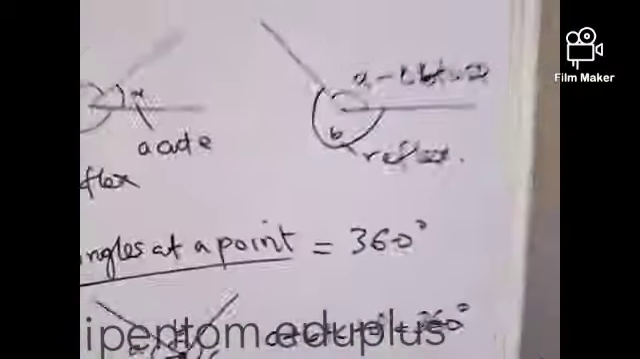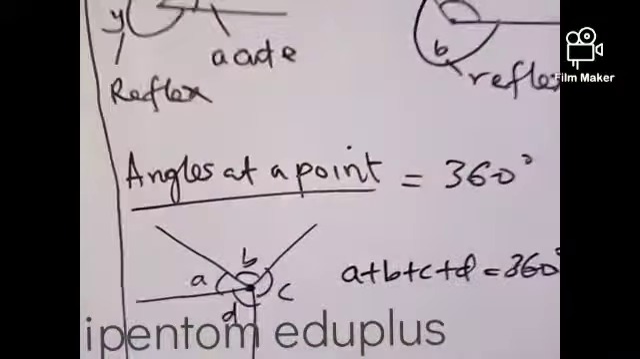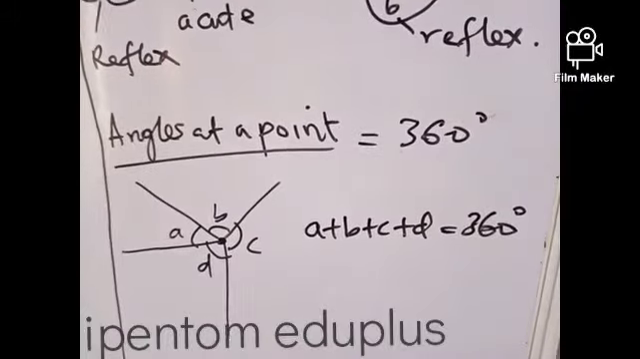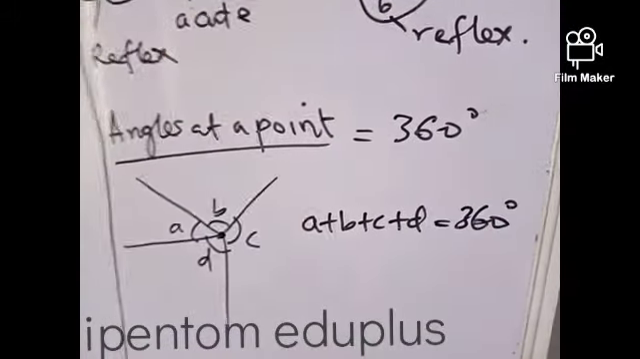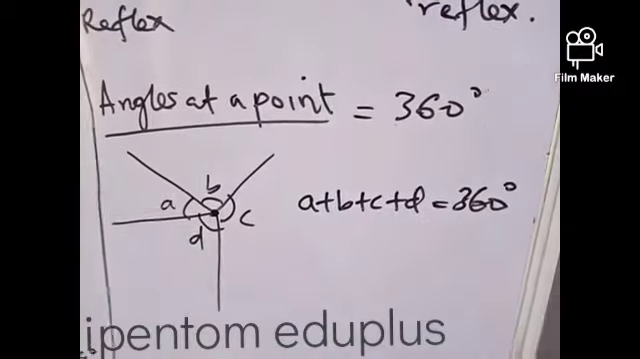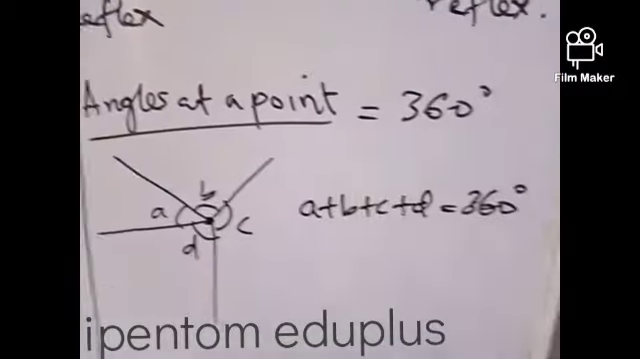B is reflex. Then we look at angle at a point, which I said is equal to 360 degrees. The sum of angles at a point is 360 degrees. You can see that angles A, B, C, and D meet at a point, so their sum is 360 degrees.